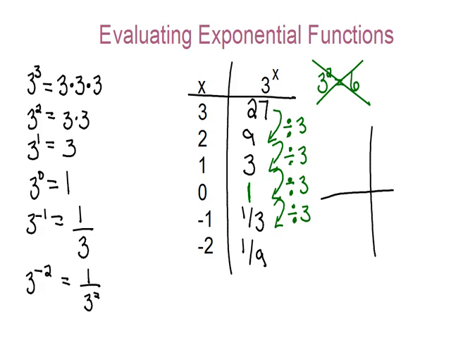If we graphed this, it'll go through 0, 1, and then 1, 3, and then 2. It shoots way up to 9. On the left side, we've got negative 1 and 1/3, and then 1/9, and so it gets closer and closer to 0. Okay, so that's a growth.